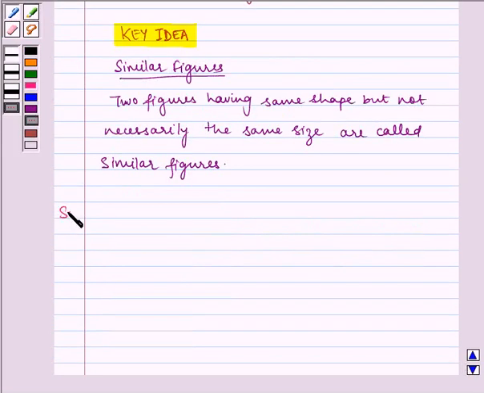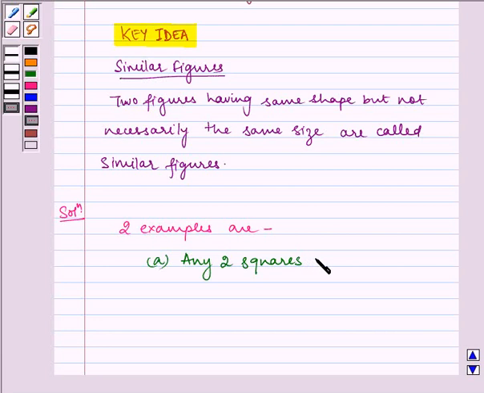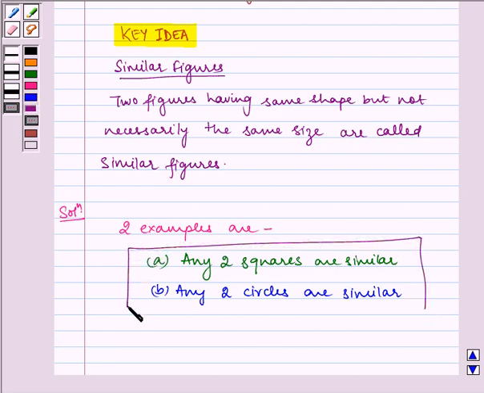Now let us write the solution. Now from the key idea given above, we can say that two examples are A, any two squares are similar, and B, any two circles are similar. Hence, this is the required answer.